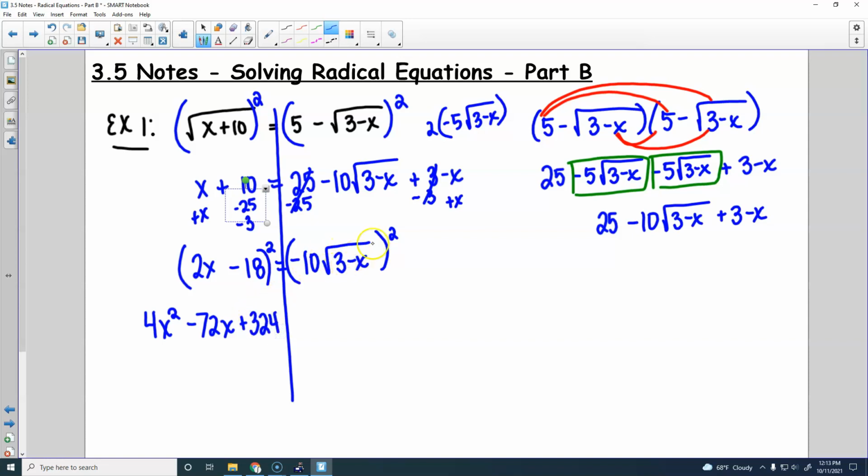Now, here's what you have to be careful with on this right-hand side. You have to square this. It is not negative 10 plus the square root of 3 minus x. We don't have to distribute here, but we do have to square the 10, so that's going to be 100. And then we're going to square the square root, and that's going to be 3 minus x, but leave it in the parentheses because we're going to have to distribute our 100.